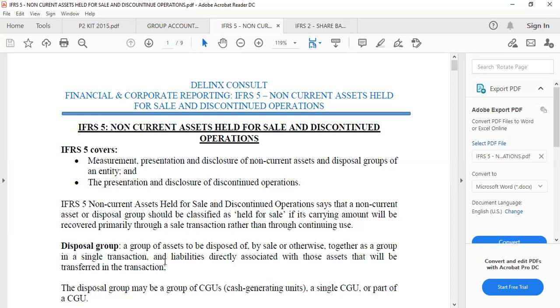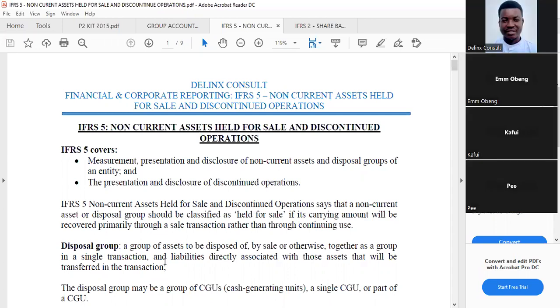The standard on non-current assets held for sale and discontinued operations says that a non-current asset or disposal group should be classified as held for sale if its carrying amount will be recovered primarily through a sale transaction rather than through continual use. So you get the amount through sale, not through continued use. It's not value in use, it's net realizable value.